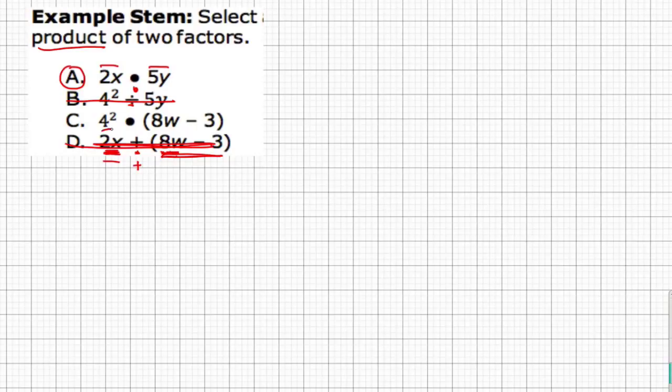4 squared is a factor, and just like we saw before, this parentheses groups this subtraction problem, or this difference, together as one object. This is a factor, and this is a factor. This is the product of a square and a difference. That's 2 factors. I'm multiplying 2 things together. So in this case, there's 2 choices that are correct. I would circle both of them.